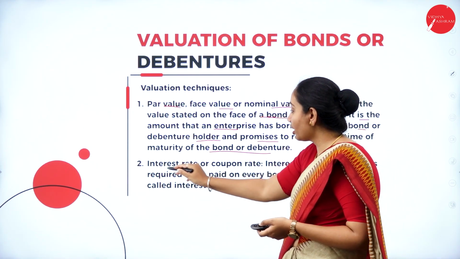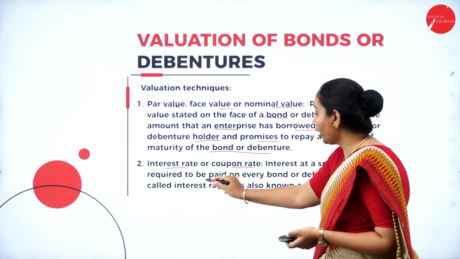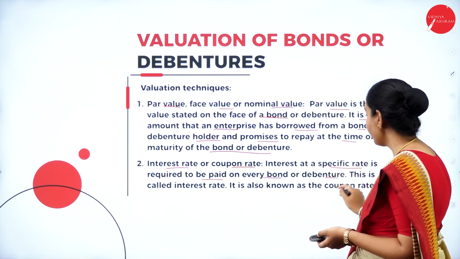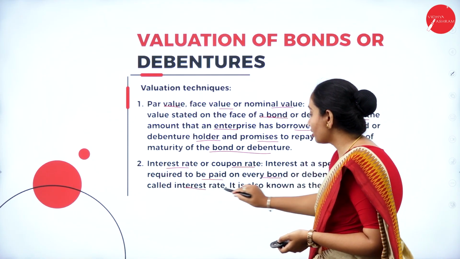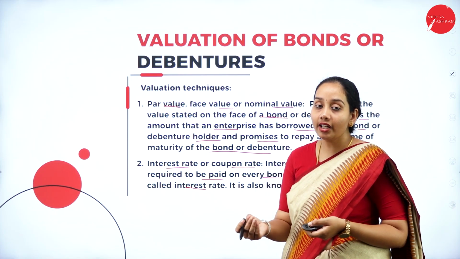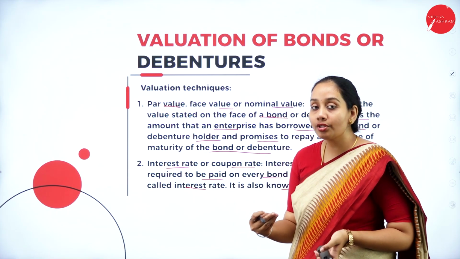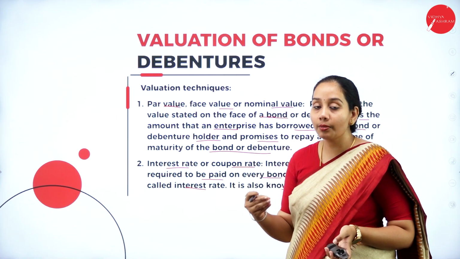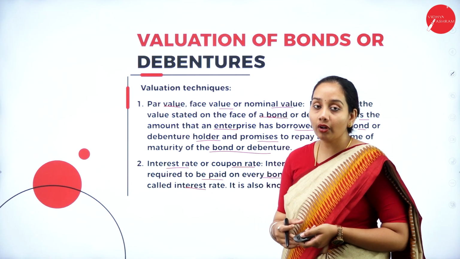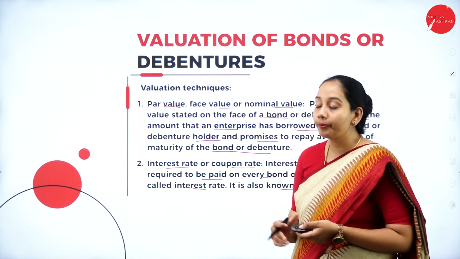Next is interest rate or coupon rate. It is the specific rate required to be paid on every bond or debenture. This is called the interest rate. It is also known as the coupon rate. So a percentage rate of interest is mentioned in the document. The percentage of interest that needs to be paid to the debenture holder or bond holder will be called the interest rate or the coupon rate.